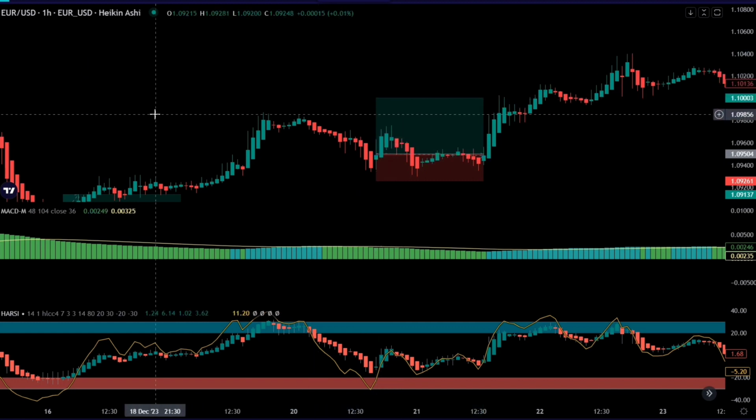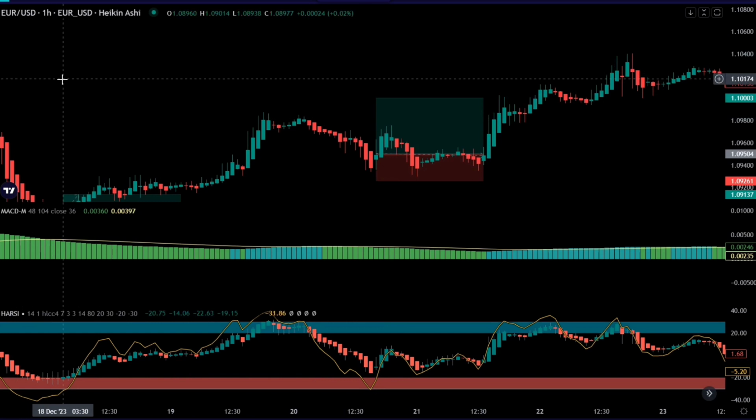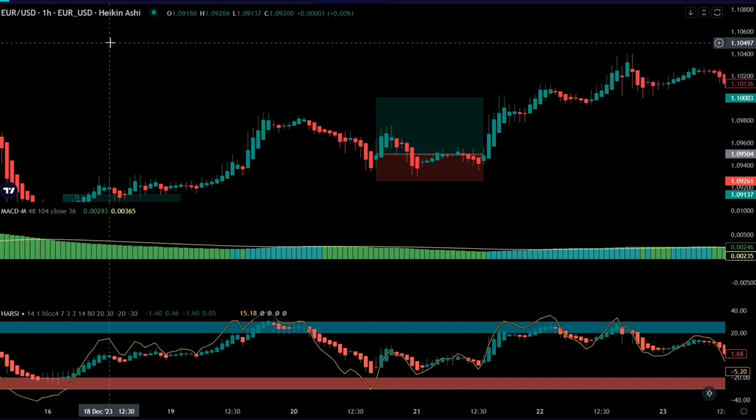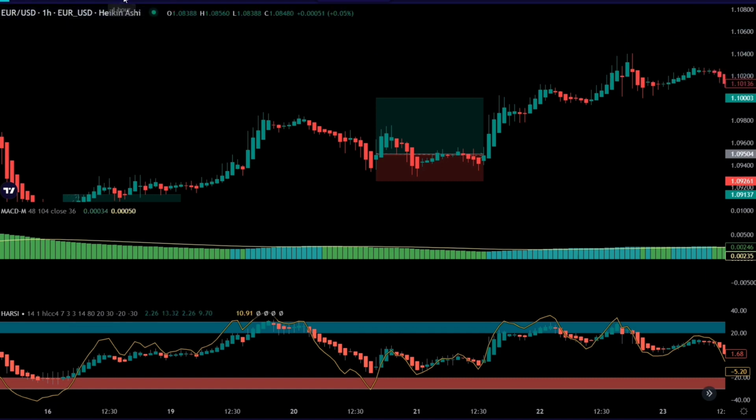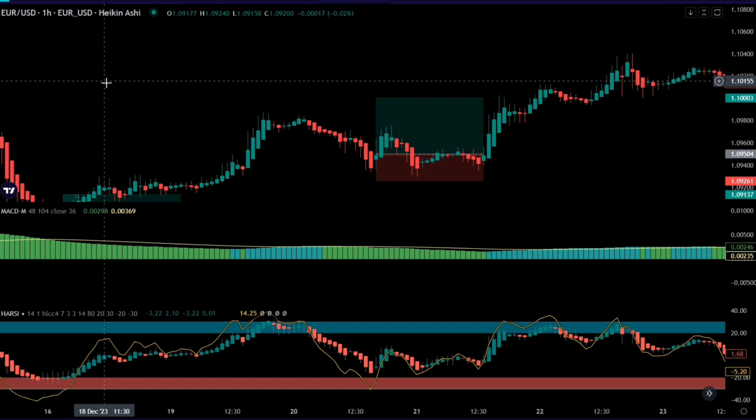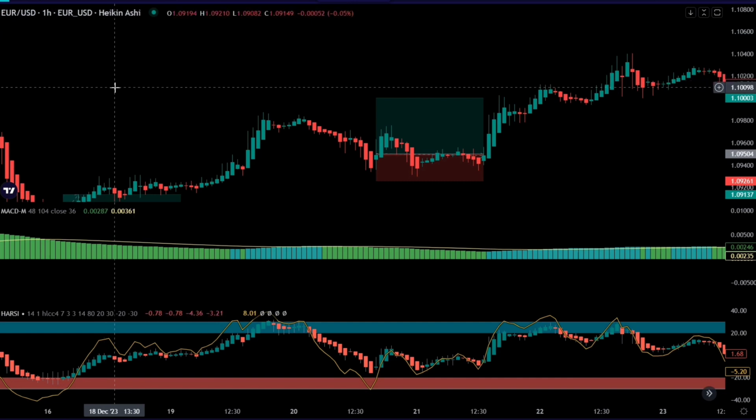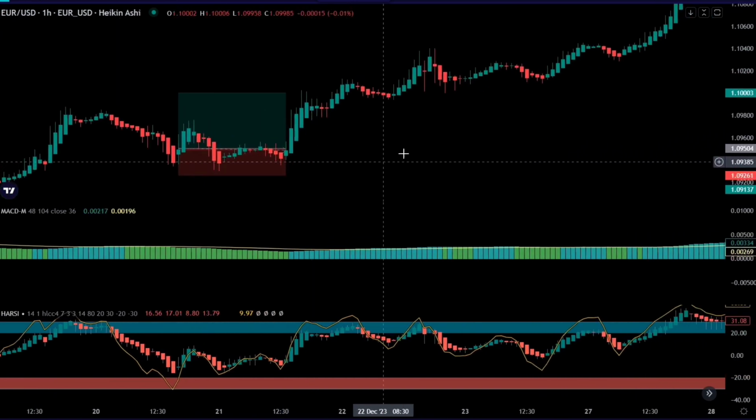You can use this strategy on EUR/USD, XAU/USD, GBP/USD, JPY/USD, and all stocks and currencies. And you can use it on H1, 30 minutes, 15 minutes, 5 minutes, and 1 minute. Just don't forget that risk reward ratio is 2. So let me check.